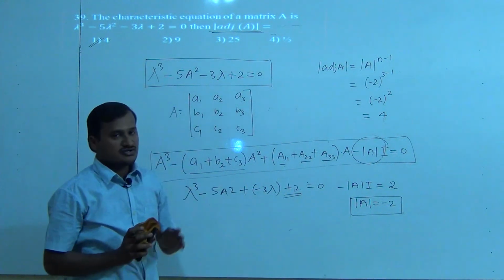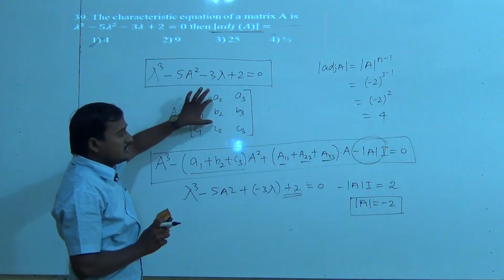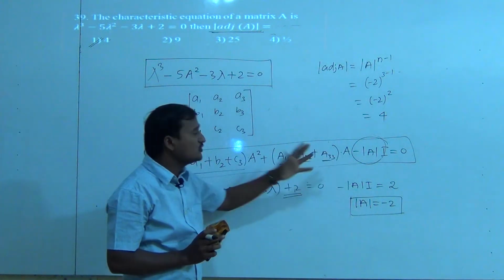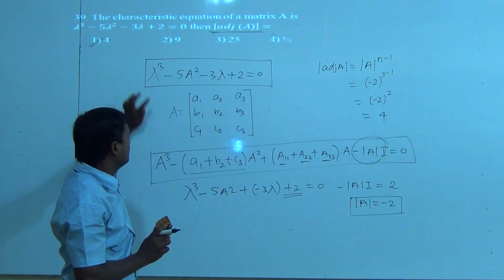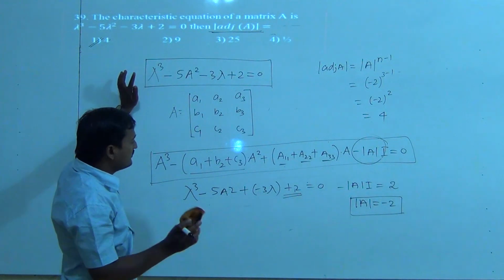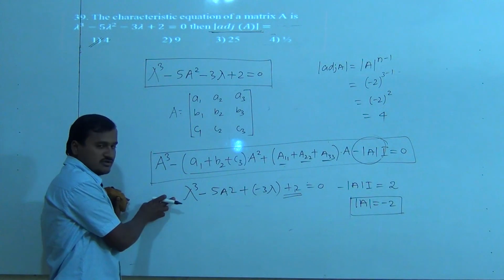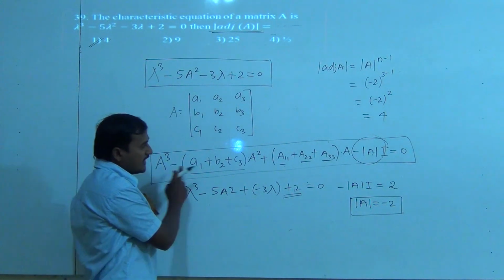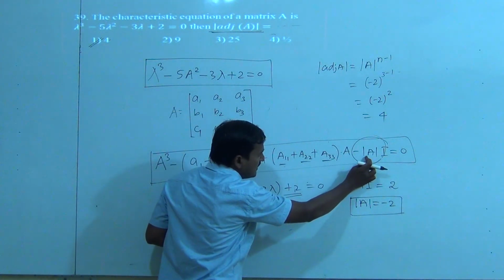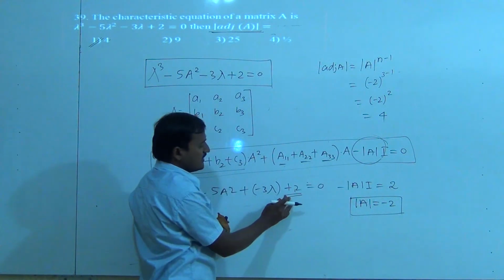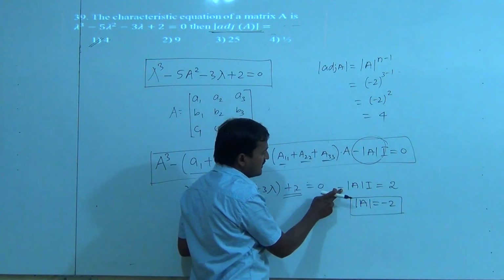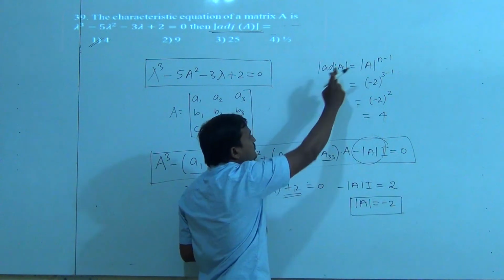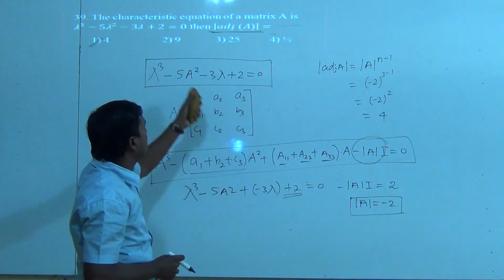Here you should observe, if it is a matrix of order 3 cross 3, then we write its characteristic equation. Both are the same. In the place of lambda, we have A. I am comparing this equation with this equation. So whenever lambda is there, here we have A, and in place of determinant of A into I, we have plus 2. I have taken determinant of A into I equal to 2, or determinant of A equal to minus 2, and I have used this formula. So I got the answer 4.